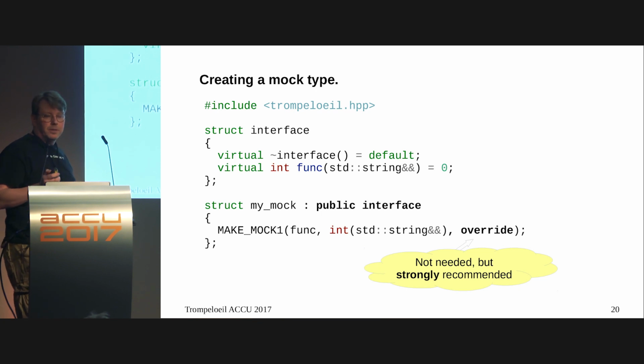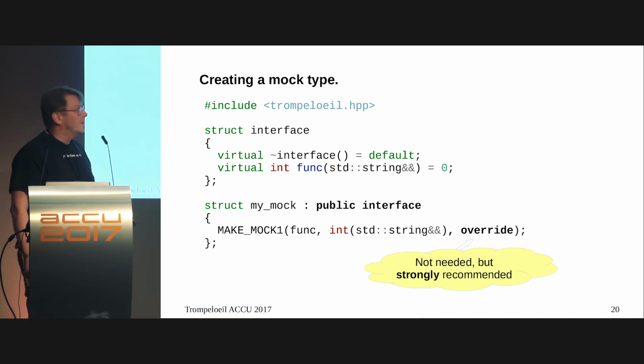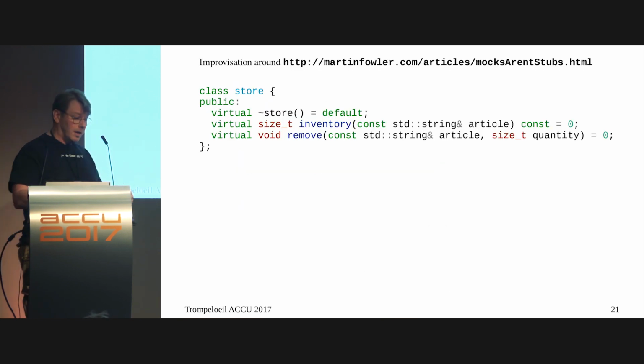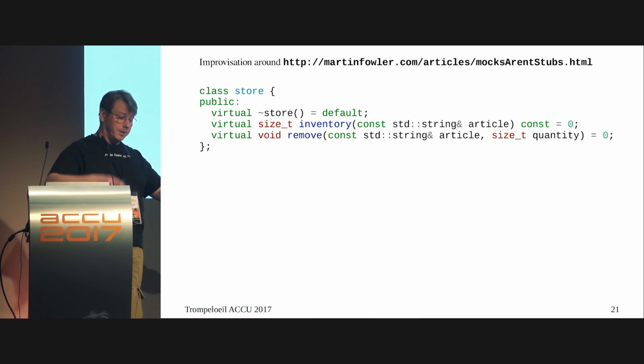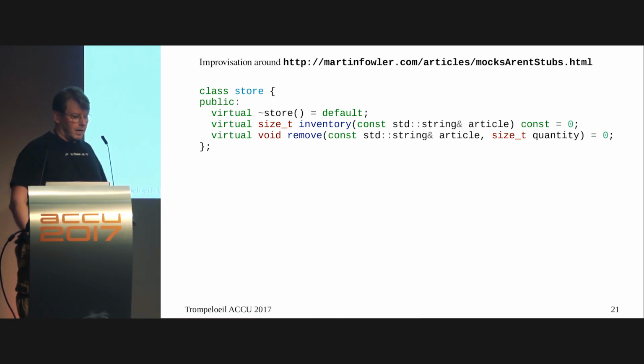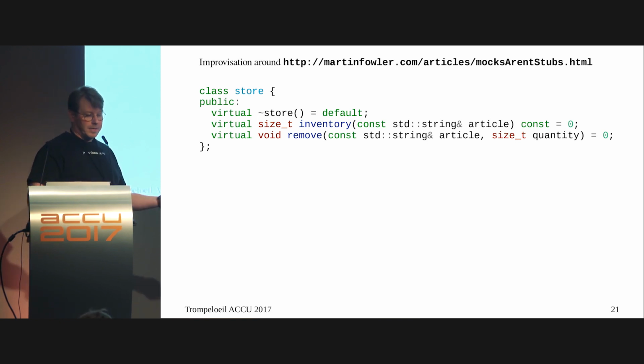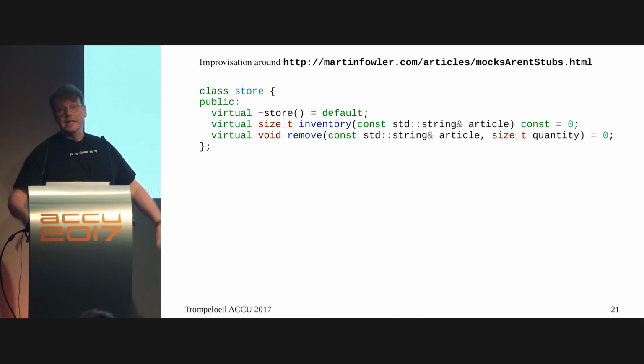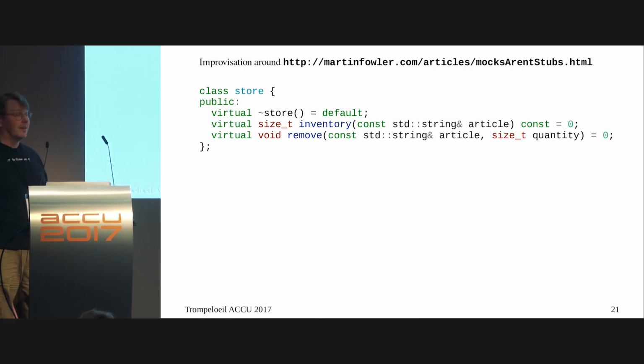So back to Martin Fowler's example. That example was written in Java, but the idea is this. We have a store that has an inventory function. So we can ask, how many of this whiskey do you have? I have 5. And then we have a remove function from the store. So I can remove as many of this whiskey that I like.